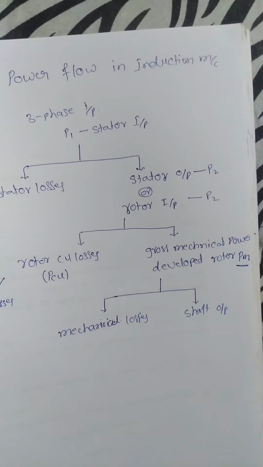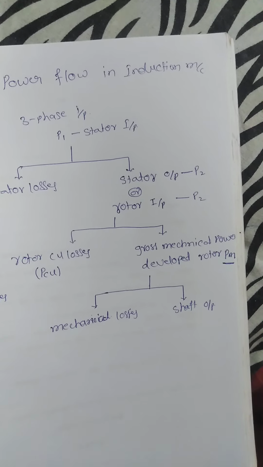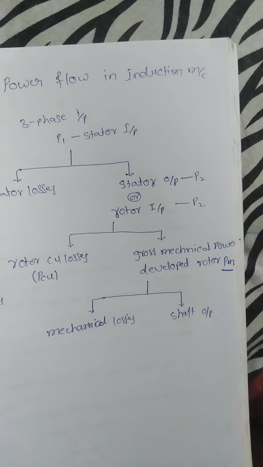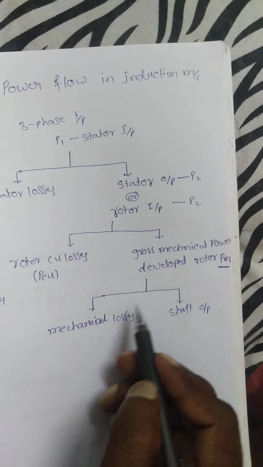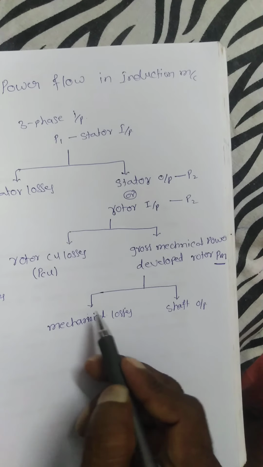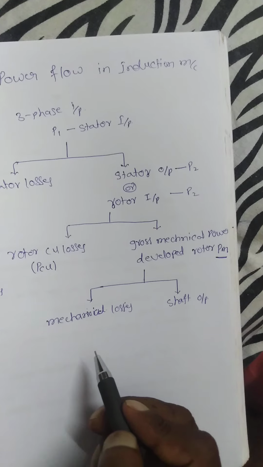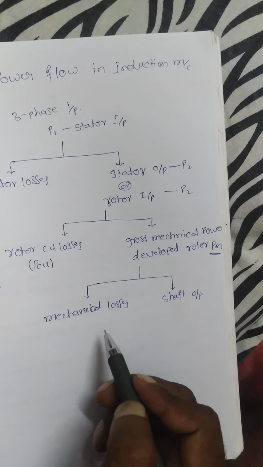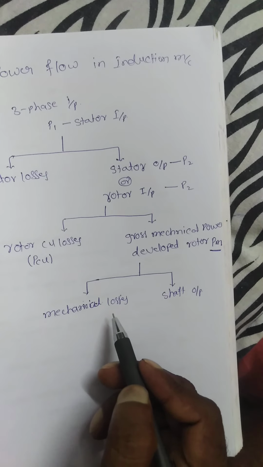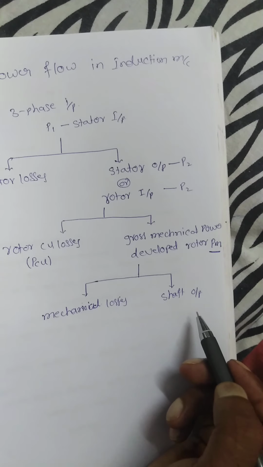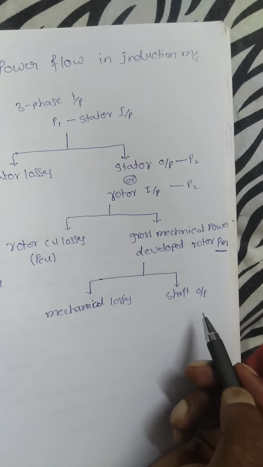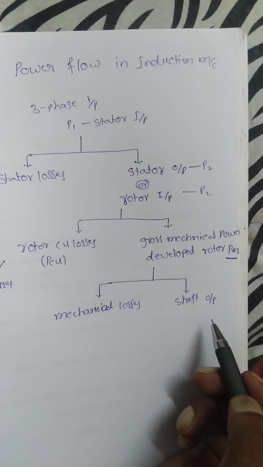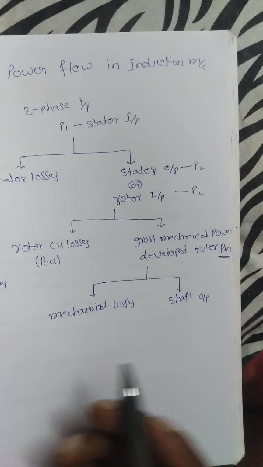And the mechanical power developed by the rotor is called the gross mechanical power developed by the rotor, and the remaining power is sent to the shaft, where there are mechanical losses, that is friction and bearing losses and windage losses. Next, the remaining power is the shaft output power. So this is the power flow in the induction machine.